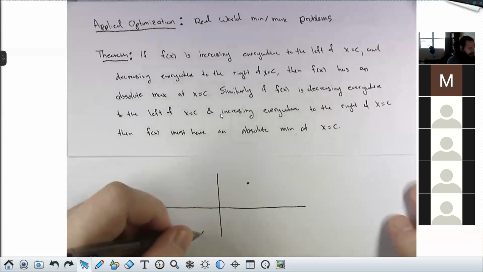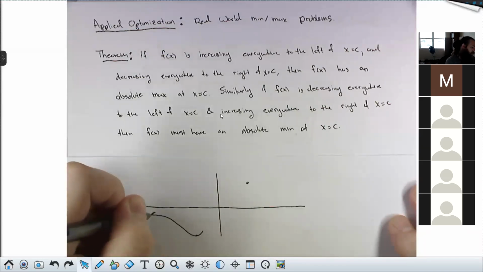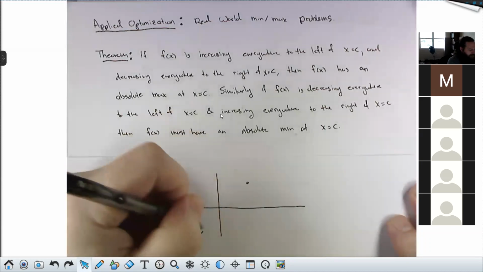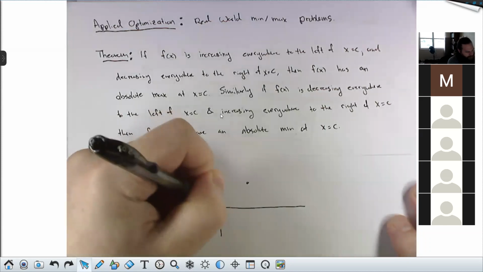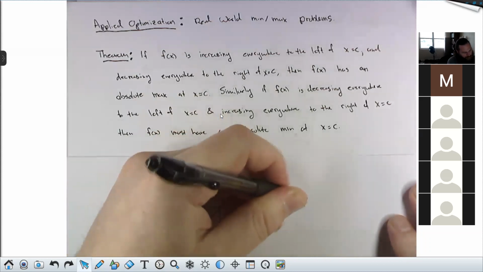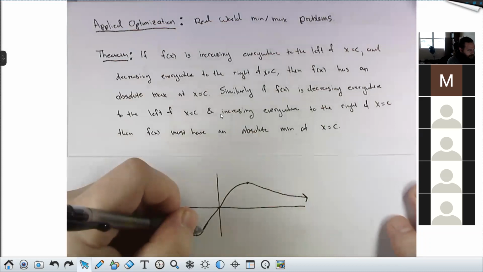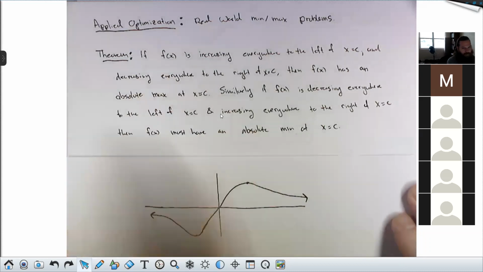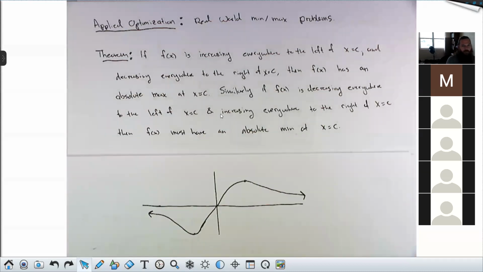The answer is yes, but it depends on what you mean by unbounded. If the graph is unbounded in the sense that mathematicians use that word, then the answer would be no. If the graph goes up and up forever on either side, then you can't have an absolute max. If it goes down and down forever on either side, then you can't have an absolute min.